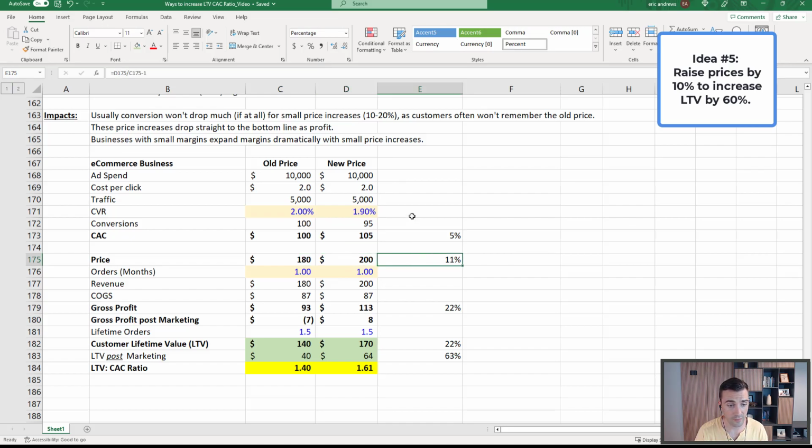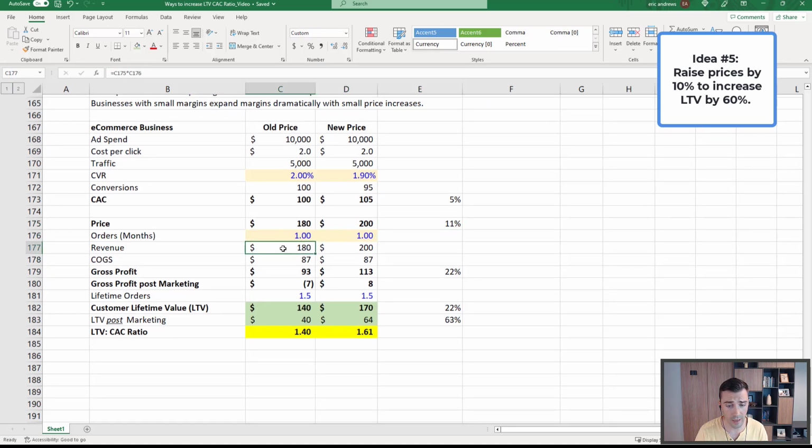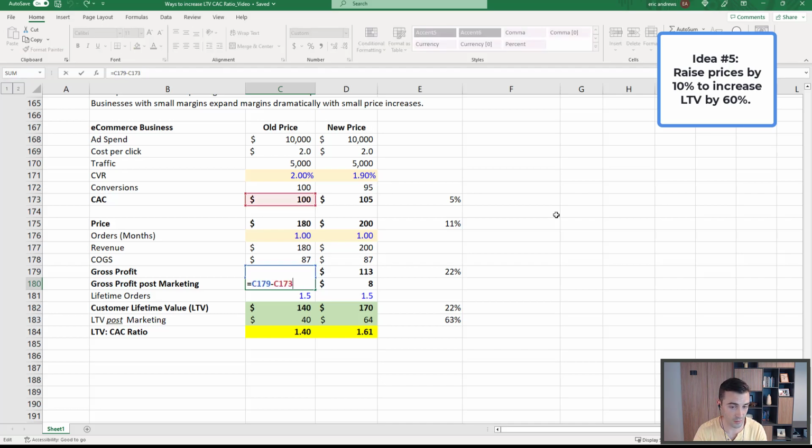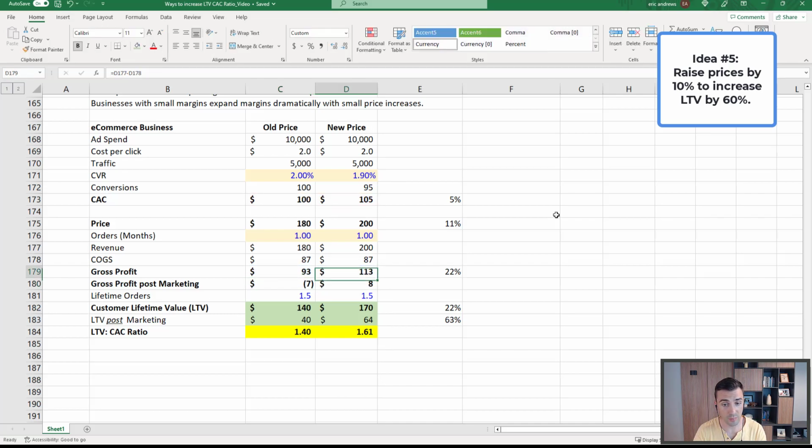So then we increased the price by 11%. And we look at the revenue and the COGS here. The revenue is $180 versus $200. COGS is $87 in both scenarios. So the gross profit in the first scenario before the price increase is $93. Second scenario was $113. Gross profit after marketing is actually -$7. So we made $93, but then if we subtract the CAC, we lost $7 on the first order. But in this scenario, because of the increase in gross profit, we make $8 on each order. And we're saying in both these scenarios, the lifetime orders per customer is 1.5.